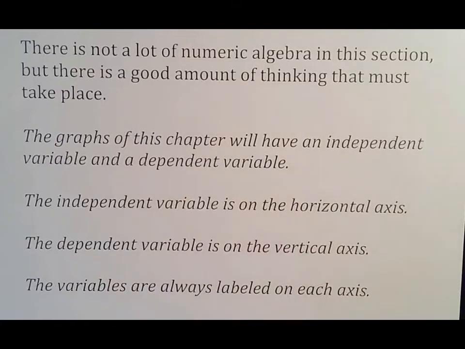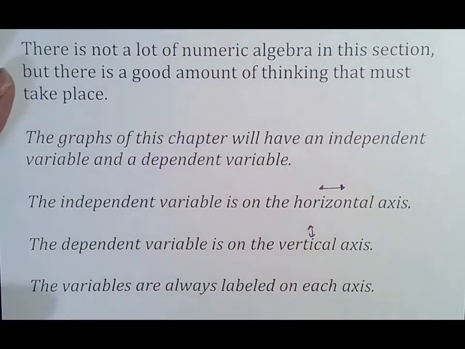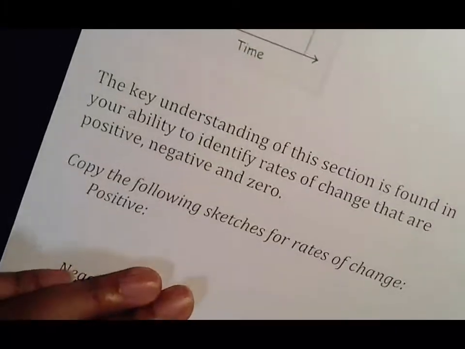The graphs of this chapter will have an independent variable and a dependent variable. Independent variables are on the horizontal axis, the dependent variables on the vertical axis. Remember, horizontal goes this way, vertical is this way. The variables will always be labeled on each axis, so just keep that in mind.